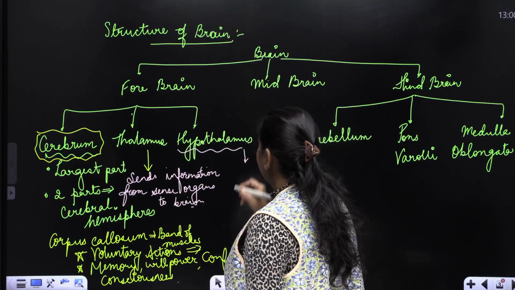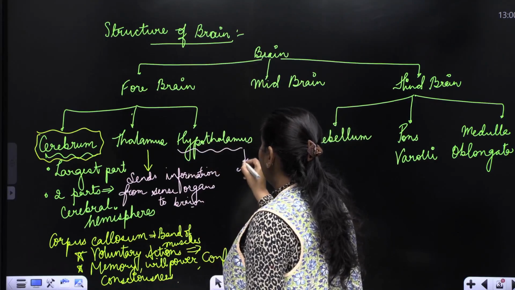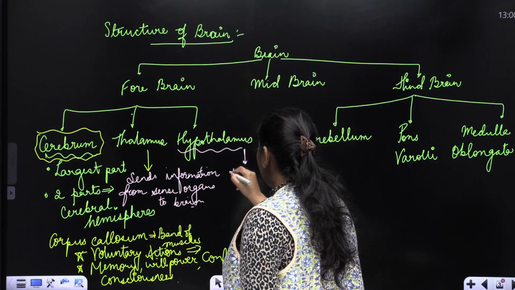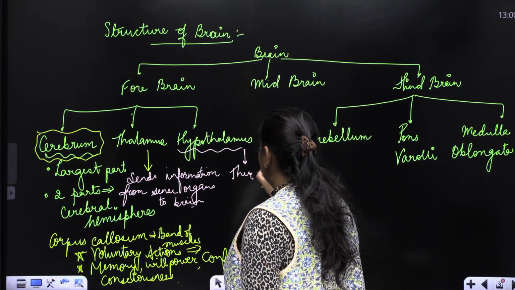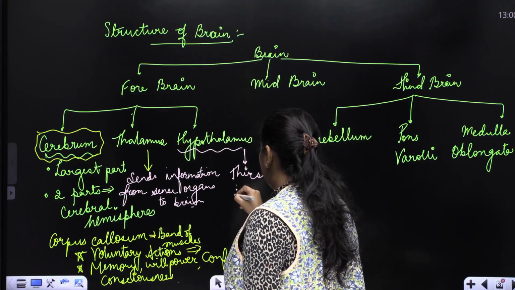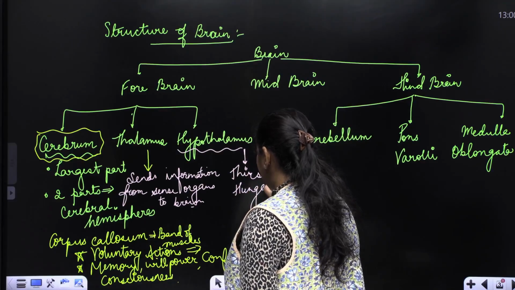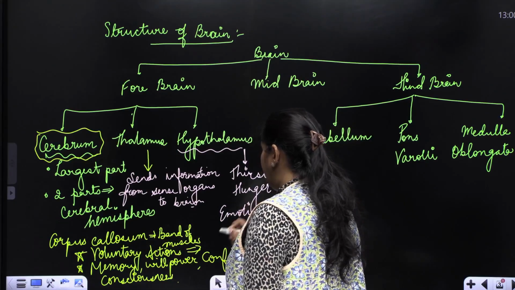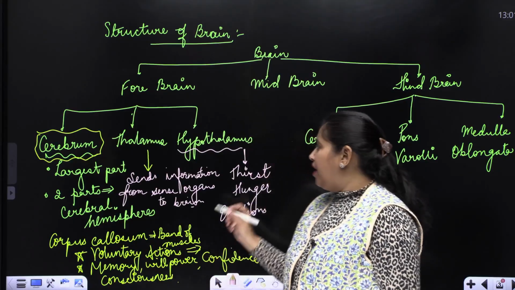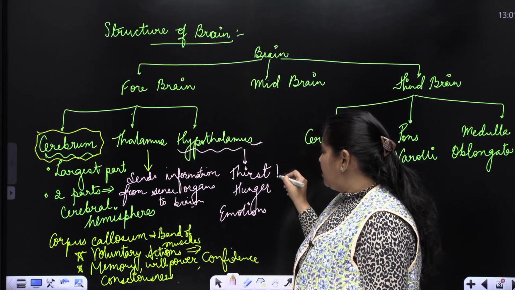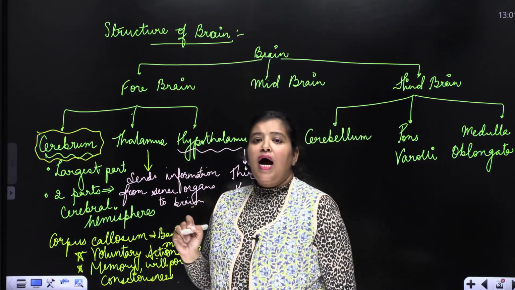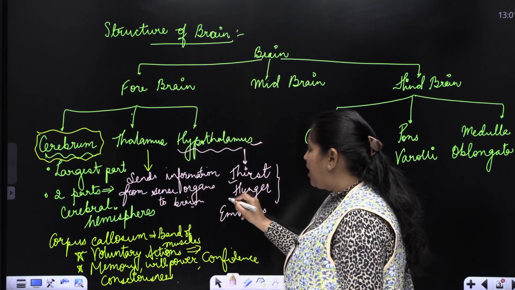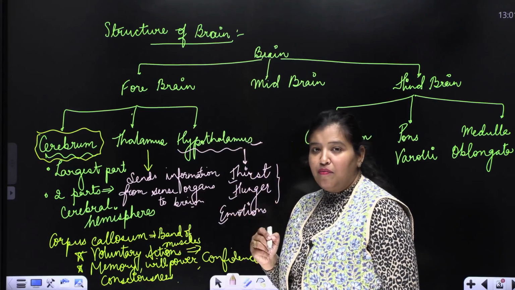Then we have the hypothalamus. The hypothalamus part of the brain plays a role in regulating certain activities like thirst, hunger, emotions. All right. So these activities are under the control of the hypothalamus. The hypothalamus is responsible to control such activities of hunger, thirst, and emotions.